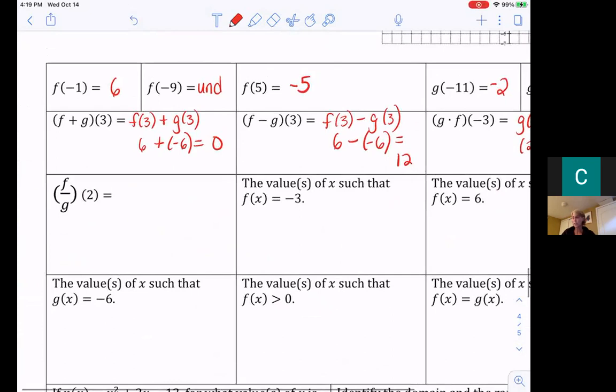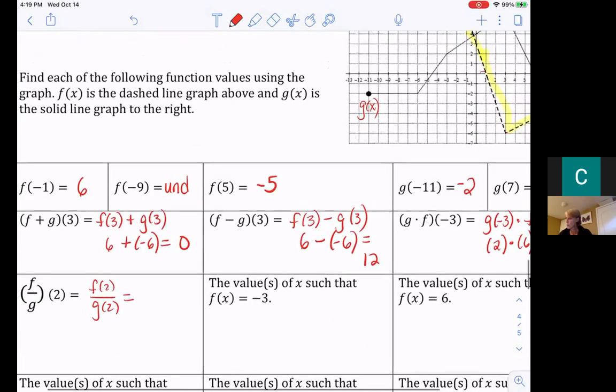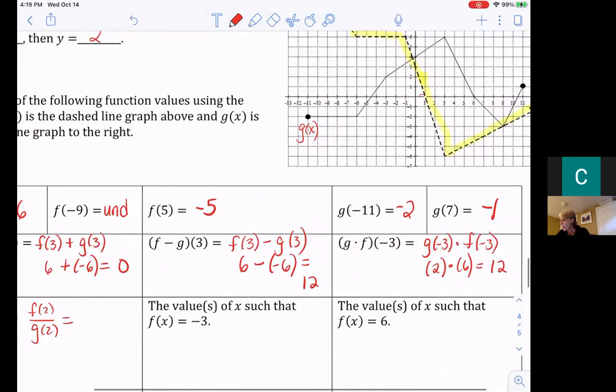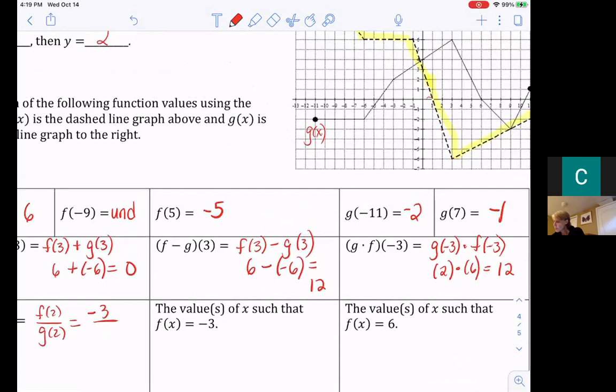F divided by G of 2. So I want F of 2 divided by G of 2. Yeah, we might stop this soon because this is very repetitive. F of 2 is negative 3. G of 2, that was the weird one. This is the one I don't like. It looks like it's about 5.3, and I'm not even going to bother with that number. If you have a calculator, that's fine, but that's okay.